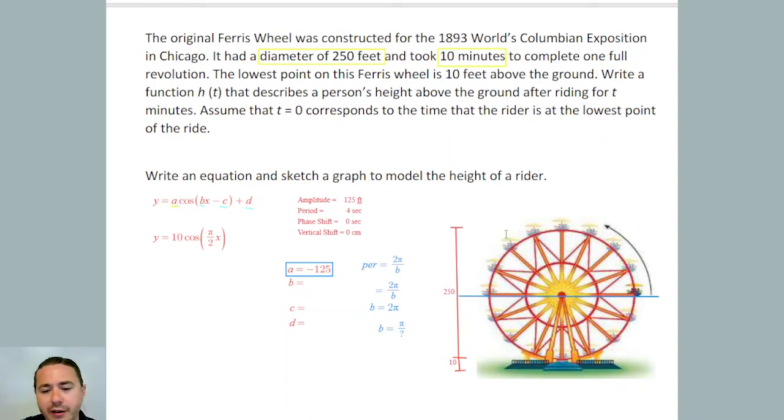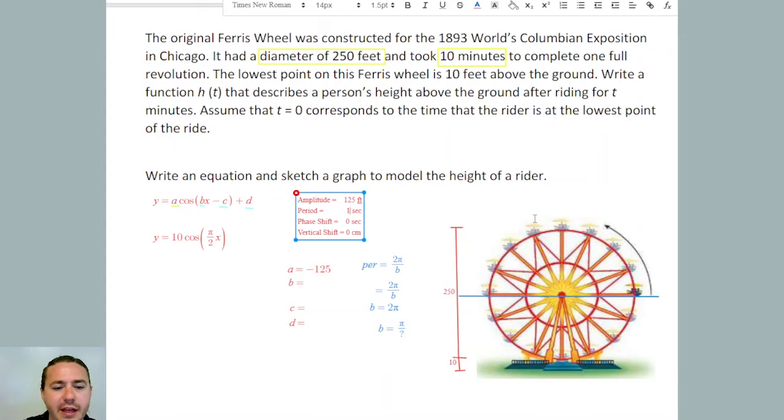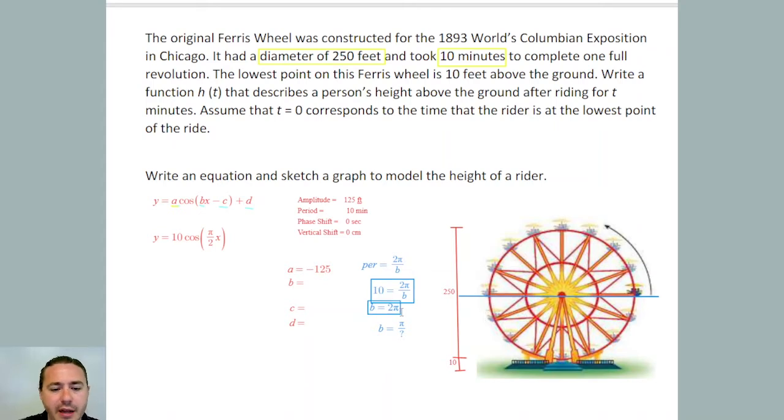Now the period, it says it takes 10 minutes to go one full revolution. It's kind of a slow ride. Like I said before, these are not fast rides. So that's our period, okay? And that's what's going to help us calculate b. The period here is 10 minutes. So if the period's 10, and I solve this doing the same thing I did in the last problem, I'm going to multiply by b, and then divide everything by 10. So 2 pi divided by 10 would be pi over 5. So that's my b value.